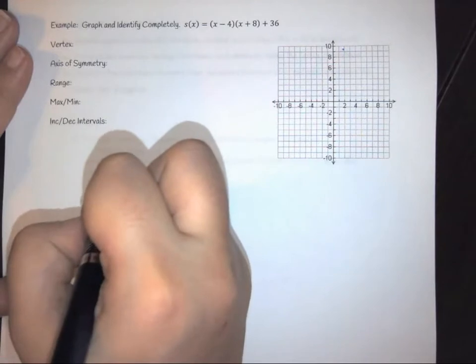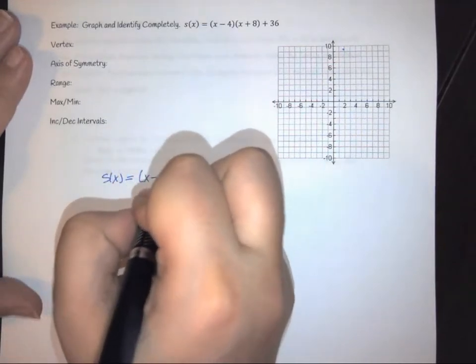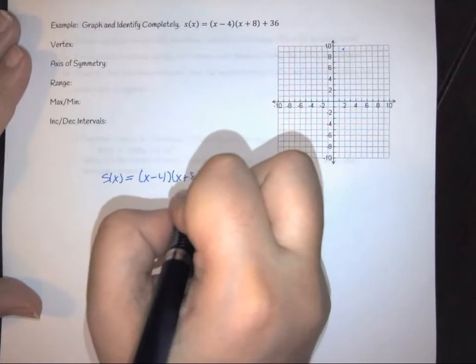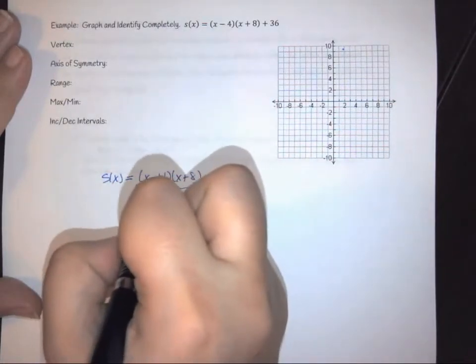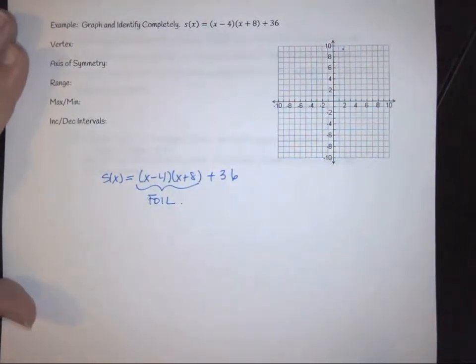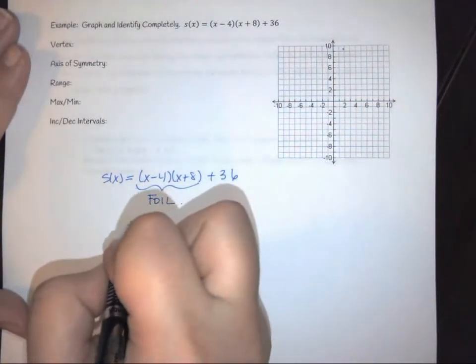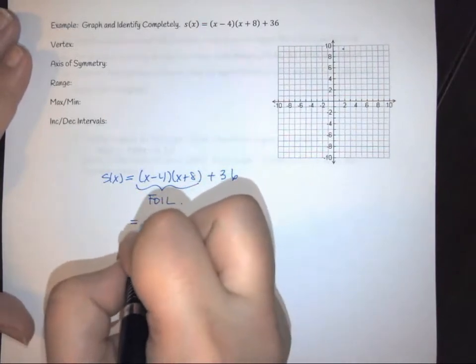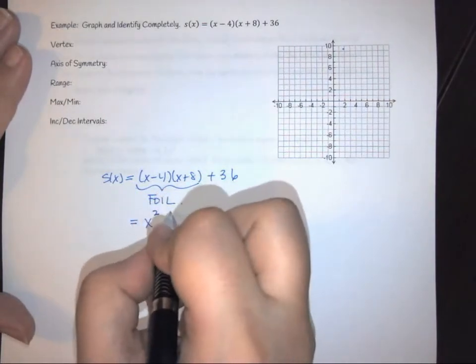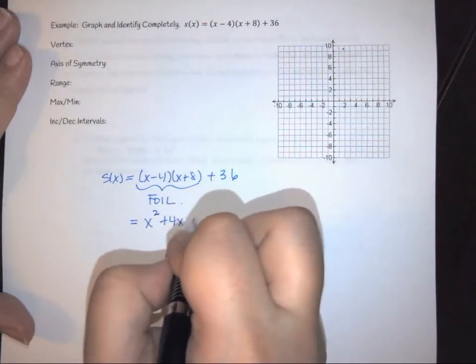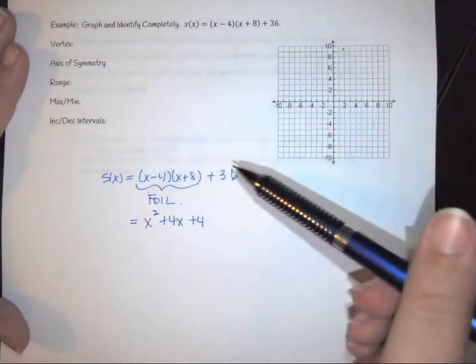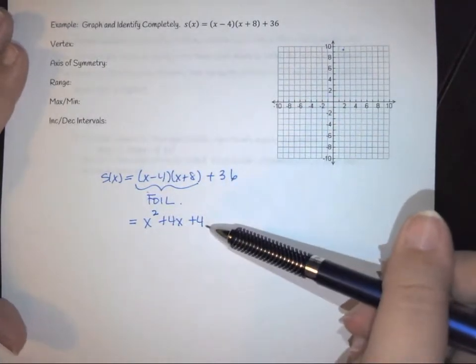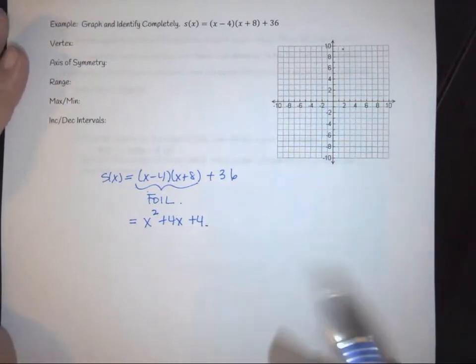So in order to do that, it means we have to take our equation, s of x equals x minus 4 times x plus 8 plus 36. In this binomial piece, we have to FOIL. So we're going to go ahead and FOIL that together. Once you've done that, you should come out with x squared plus 4x plus 4 being the result. Okay? So you're going to FOIL this together, add your 36, and you should get this as your result. Again, please double check my work.